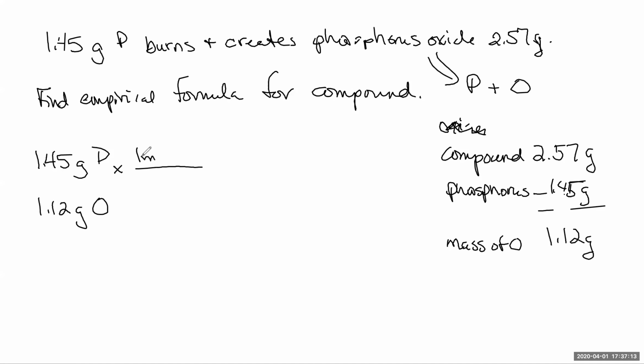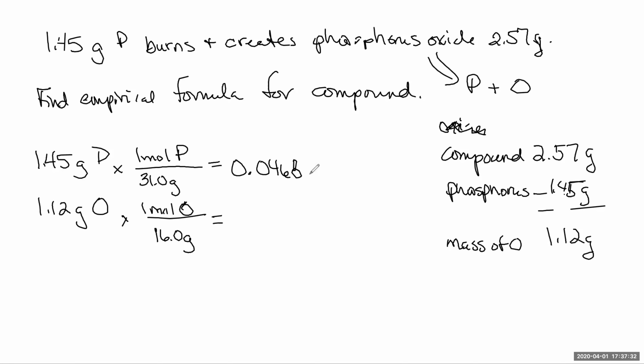So you would say that 1 mole of phosphorus, using the periodic table, is 31 grams of phosphorus, and 1 mole of oxygen is 16 grams of oxygen. And calculating that out, this one gives me 0.0468 moles of phosphorus, and 1.12 divided by 16 is 0.070 moles of oxygen.